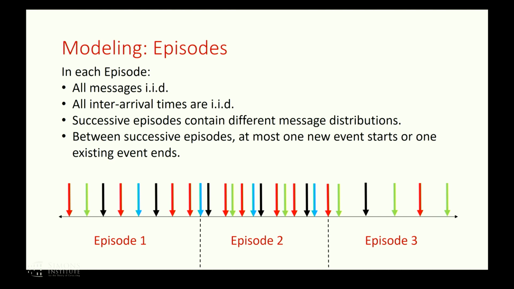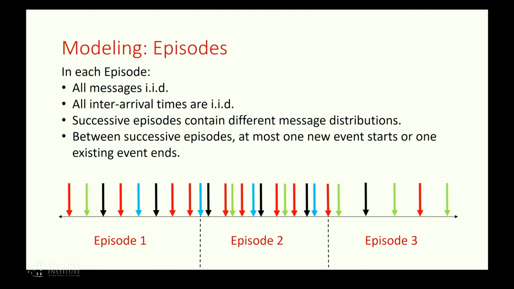If you want to precisely define what an episode is, within each episode, the message distributions are IID. The interarrival times of messages I'm going to assume are IID. And I'm going to assume successive episodes contain different message distributions. And between successive episodes, I'm going to assume that only one new event starts or one current event ends. Okay? So this describes an episode.